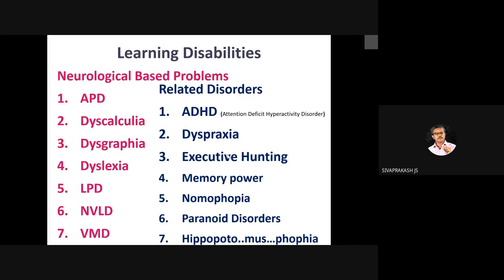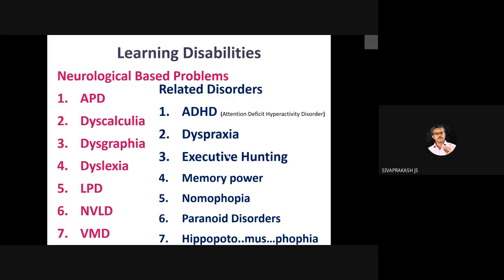And then different types of learning disabilities. From this, they often ask us questions. Learning disabilities. So what are the learning disabilities do we have? There are varieties of learning disabilities.